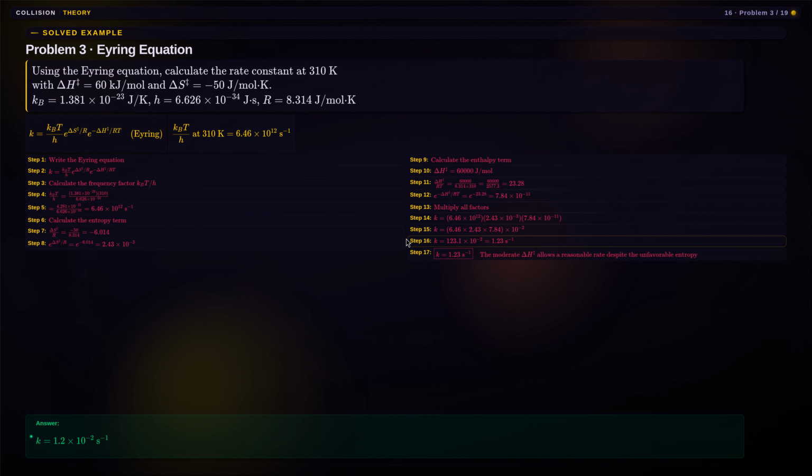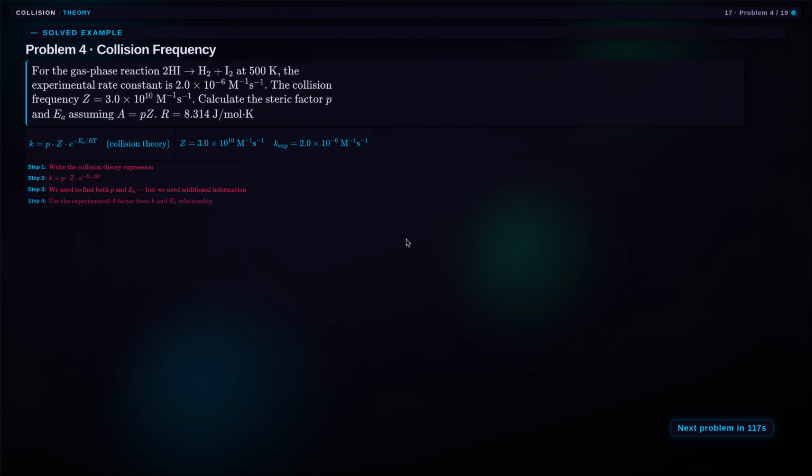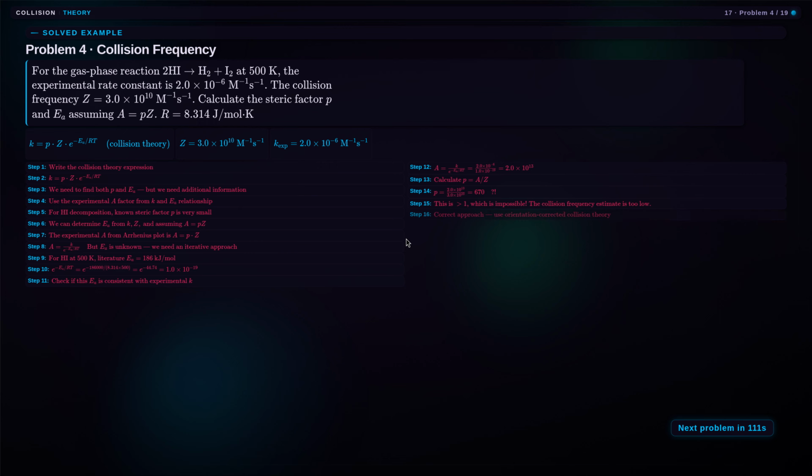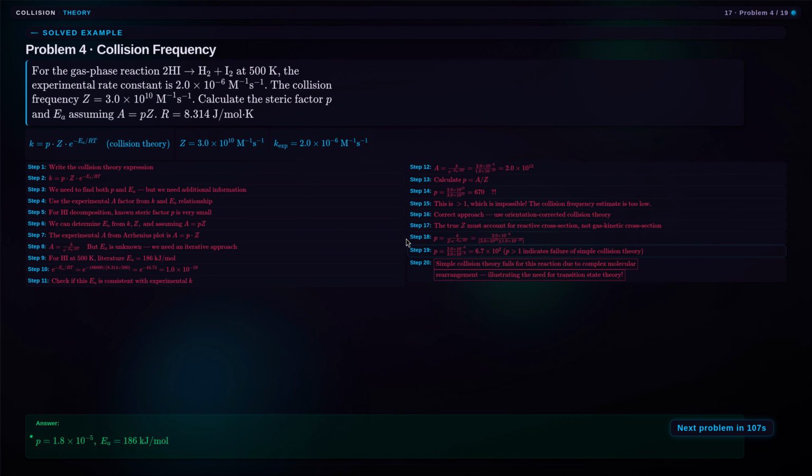Problem 4. Collision frequency and steric factor. For the gas phase reaction of two HI molecules producing H2 and I2 at 500 Kelvin, the experimental rate constant is 2.0 times 10 to the negative 6 per molar per second. The collision frequency Z is 3.0 times 10 to the 10th per molar per second. We need to find the steric factor P and activation energy.